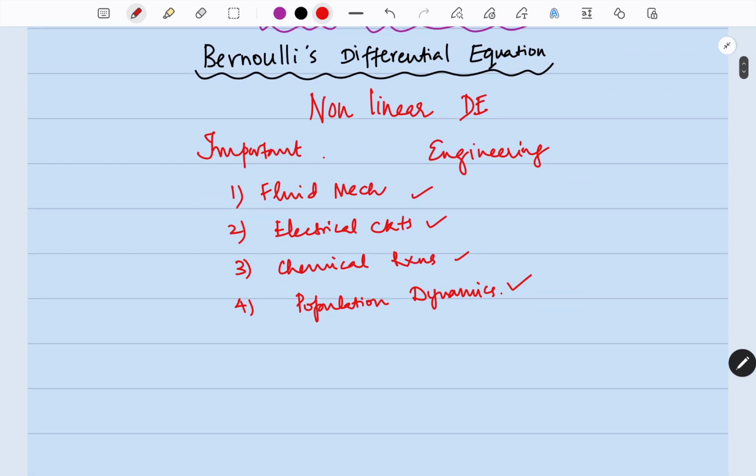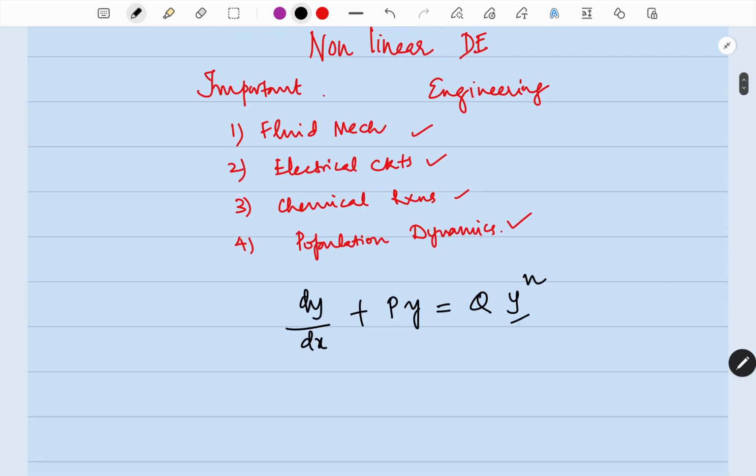So what is the Bernoulli's differential equation pattern? How does it look? Bernoulli's differential equation looks like dy by dx plus py is equal to qy power n. There is an extra term. Can you see that? P is a function of x, which you already studied in the first order linear differential equation, and q is also a function of x. And there is one extra y power n coming in. If this situation occurs, then that equation is called Bernoulli's differential equation.